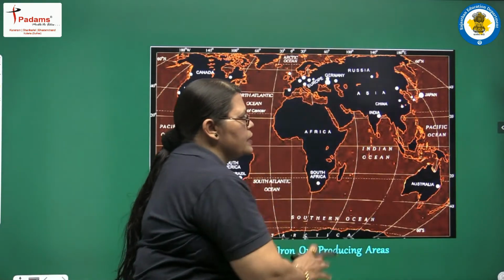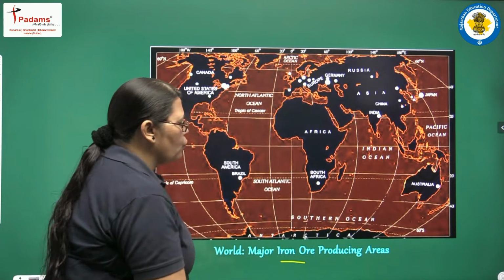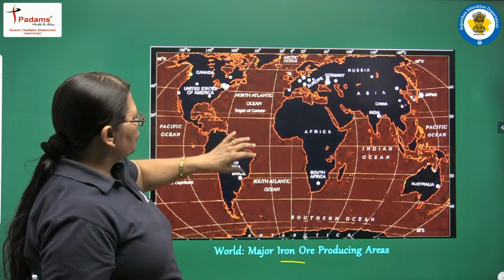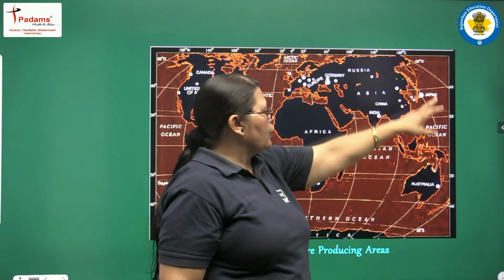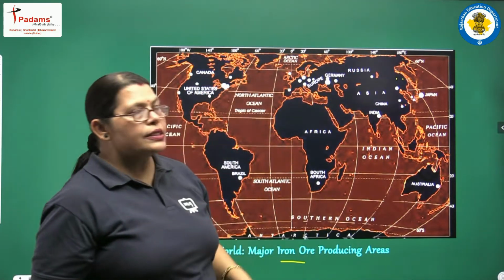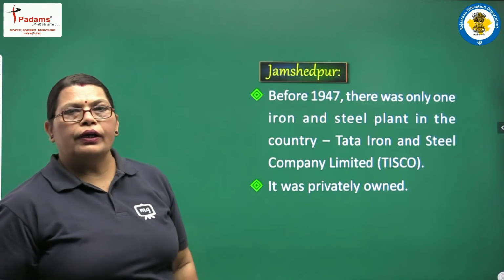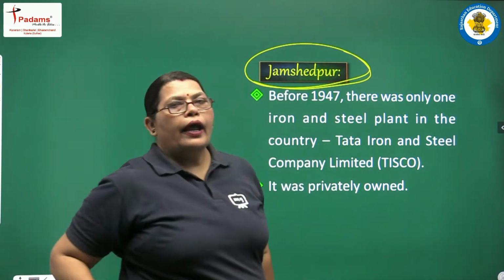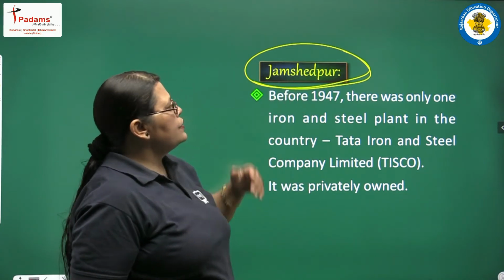See, this one is the world's map, and when we are talking about the major iron ore producing areas, here are the major ore producing areas all over the world. These cover the industries all over the world. Especially when we are talking about India, in India there is this region, Jamshedpur.